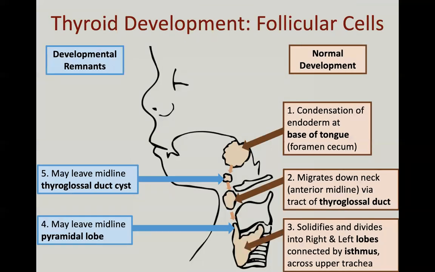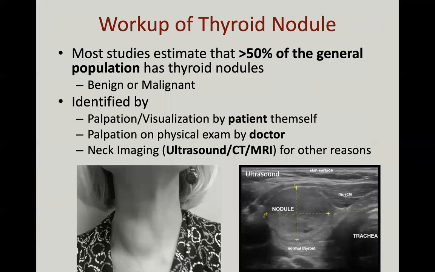So to remind us, development of the follicular cells of the thyroid starts at the base of the tongue at the foramen cecum as a condensation of endoderm. It migrates down the anterior midline of the neck within the thyroglossal duct. So there's like a tube in which it travels. It solidifies and divides into the bilateral lobes connected by the isthmus across the trachea. Remember, because it descends down the midline, it may leave little drippings like a pyramidal lobe or even a cystically dilated thyroglossal duct remnant, i.e. a thyroglossal duct cyst.